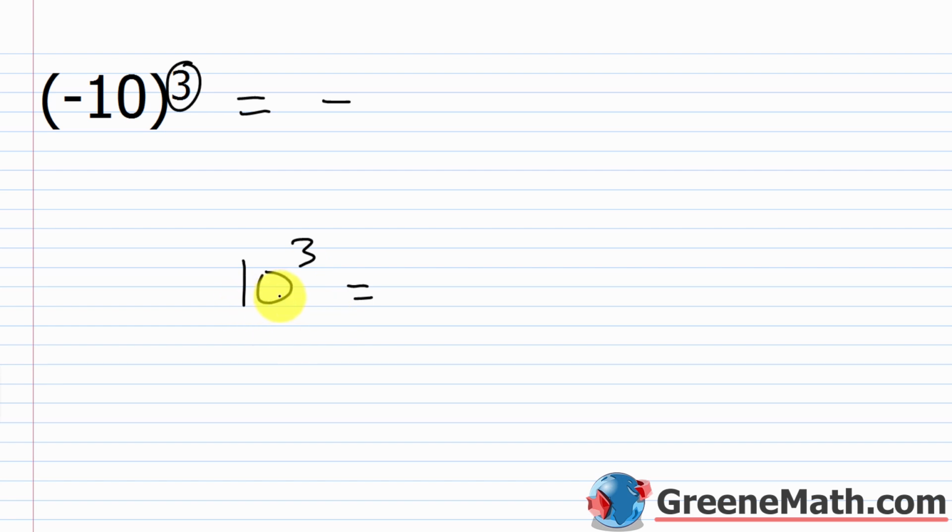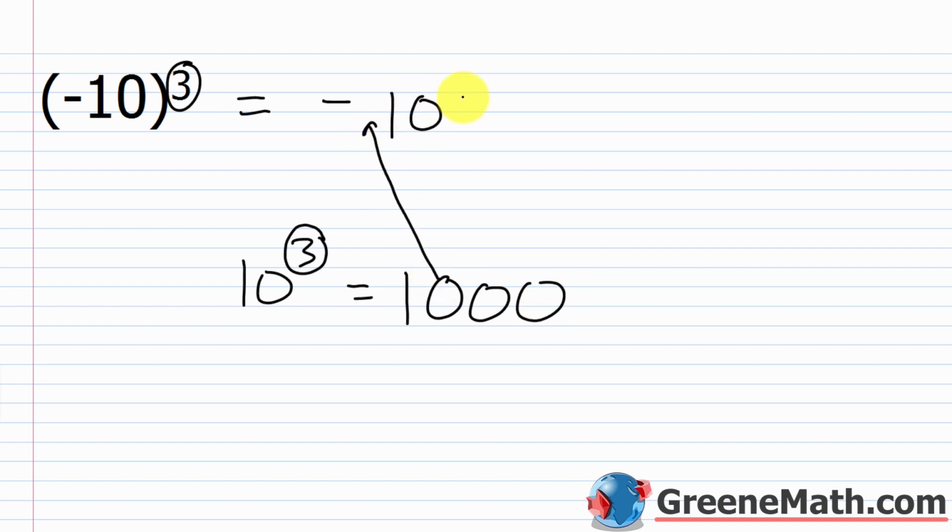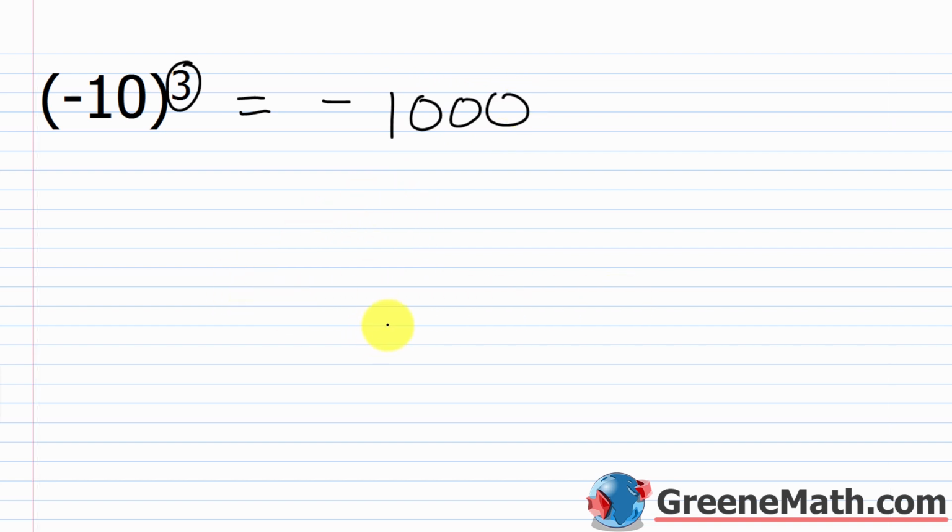Basically, when you have 10 raised to a whole number that is larger than 1, you just write down a 1 and follow it with the exponent number of zeros. So in this case, the exponent is a 3. So I would write 1, 2, 3 zeros, and I would get 1,000. You can just drag that up there and attach that negative to it. And you would end up with negative 1,000 as your answer.